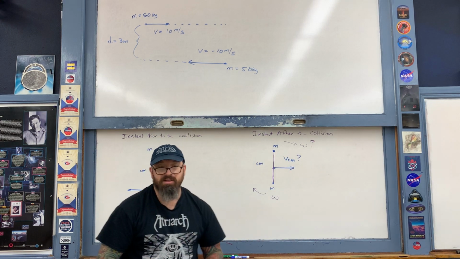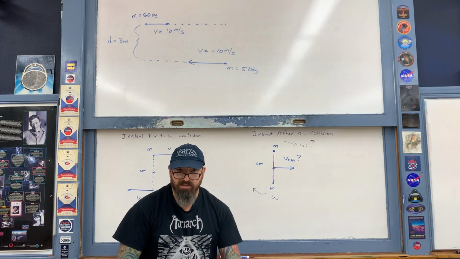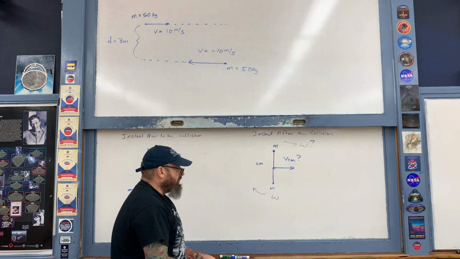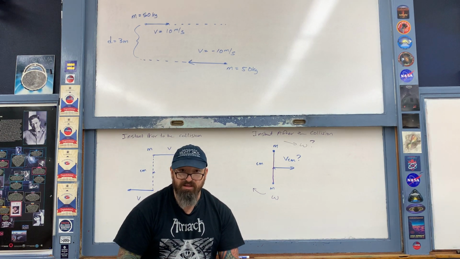So when you get a problem like this that says describe the subsequent motion, it's basically looking for two things, the translation and the rotation. Okay, now with respect to the translation, as I said earlier, this is a perfectly inelastic collision.